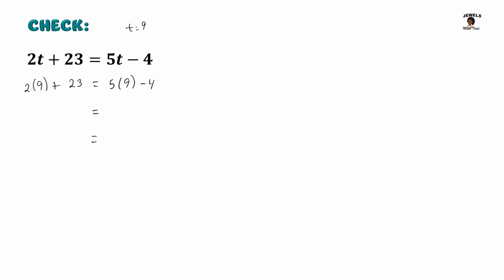So 2 times 9 is equal to 18. 18 when added to 23 will be equal to 41. So now we're going to multiply our 5 times 9 on the right hand side to give us 45. And 45 minus 4 is equal to 41. Okay, so both sides of our equation are equal to the same thing. So that means that t equals 9 is the correct solution for this equation.